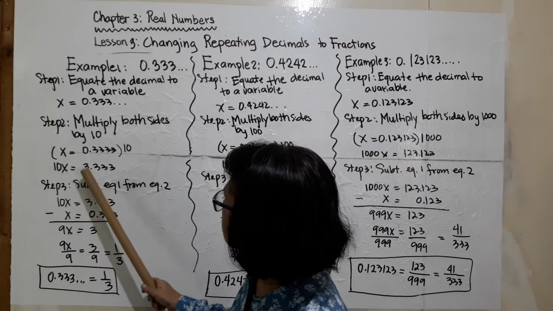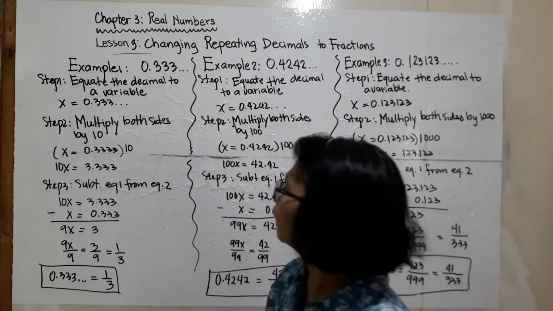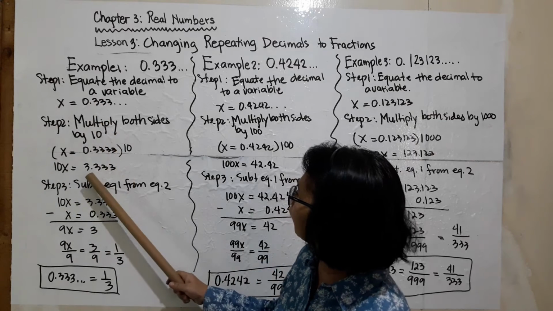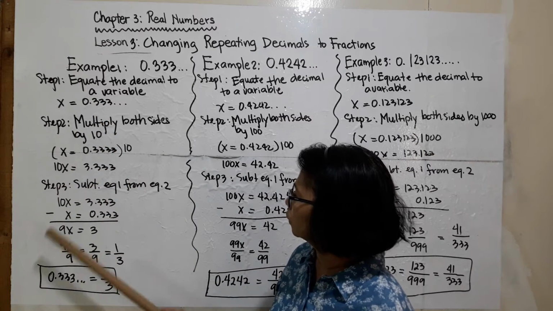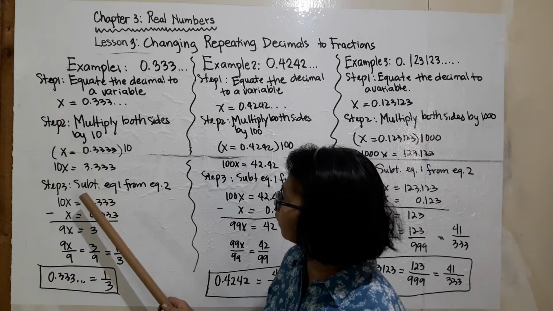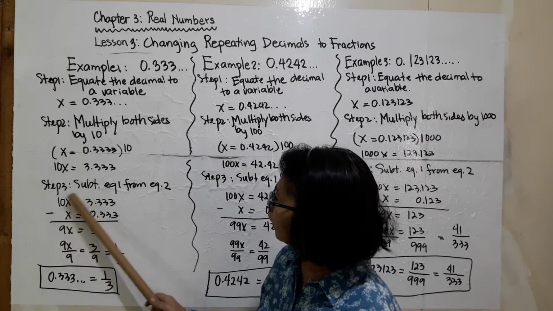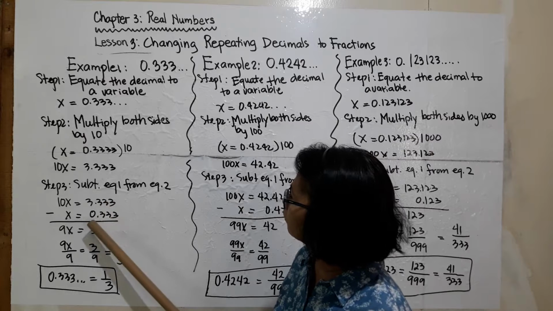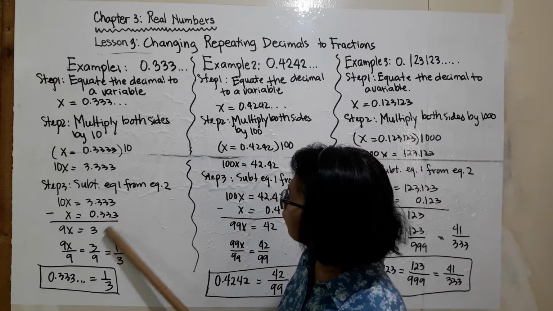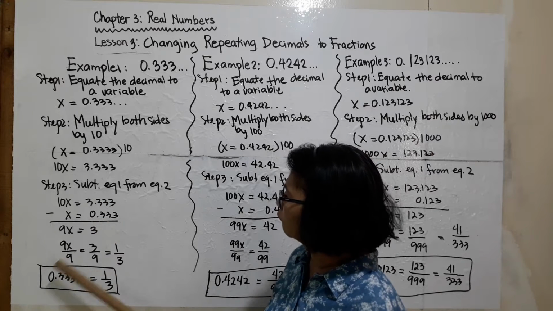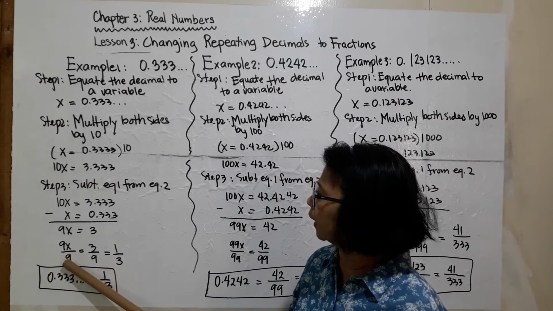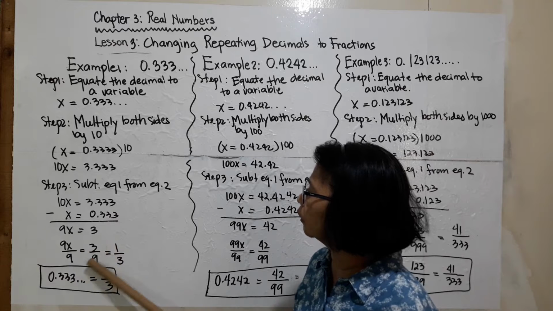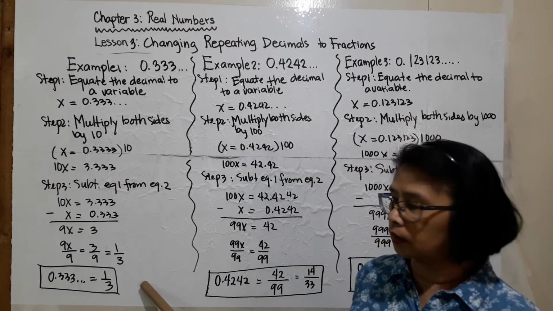0.3333 equals 3.333. Step 3, subtract equation 1 from equation 2. So this is equation 1 subtracted from equation 2. So 10x minus x equals 9x. 3.333 minus 0.333 equals 3. Okay, to find x, 9x over 9 equals 3 over 9. Lowest term of 3 over 9 equals 1/3.